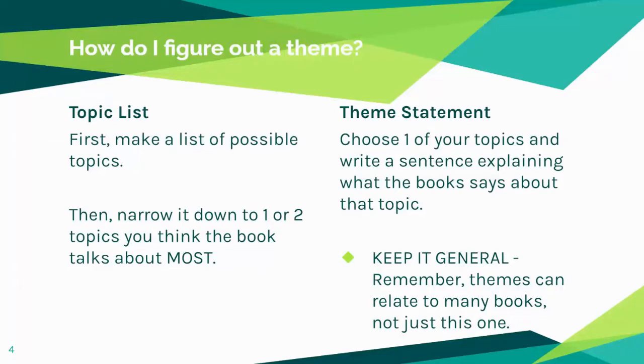And then after you have a couple topics, you'll make your theme statement. That's where you pick one of your topics and you make it into a full sentence explaining what this book says about the topic. And again, remember to keep it general. These are universal ideas. They should be able to apply to many books, not just this one. So a theme really is what this book says about a topic, but it could be applied to other books that cover the same topic.